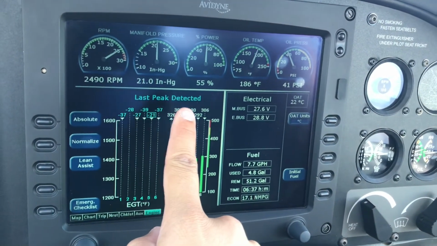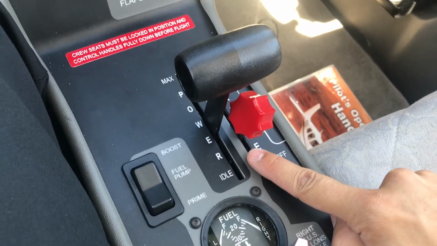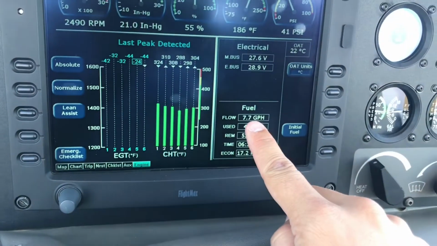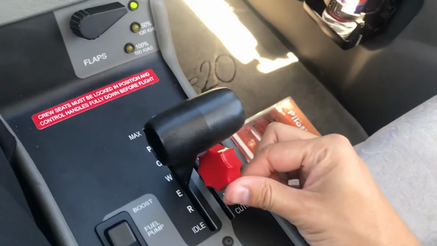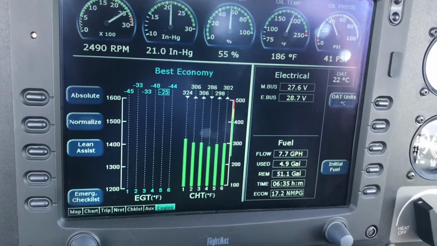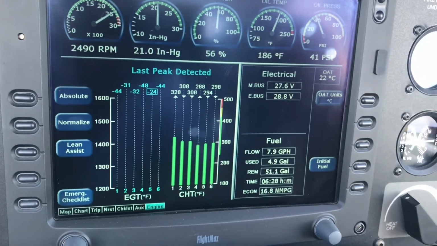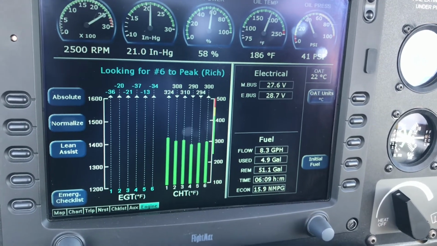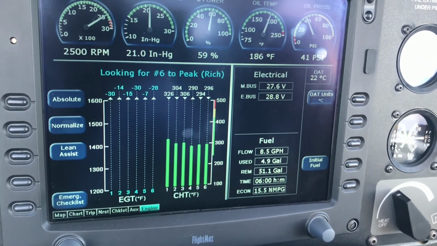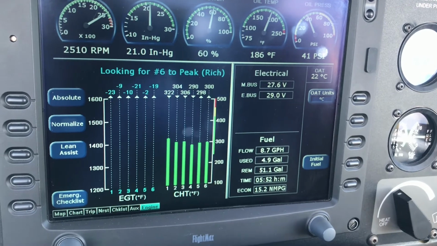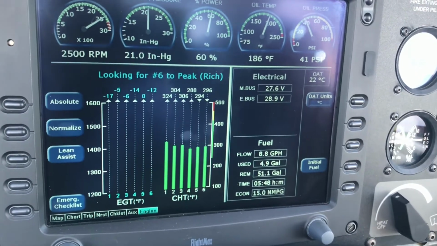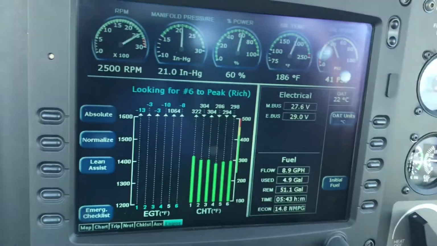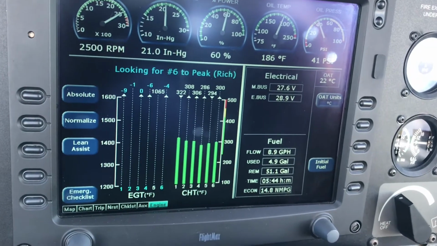So when we have the last peak detected, now we need, see where the mixture is? We have about 7.7 gallons. Now we need to increase the mixture to the rich side. We're gonna do that. Remember, we are now on the lean of peak side. So right now the system will look for number 6 cylinder to peak on the rich side. See that? Rich side. So I need to increase the mixture.